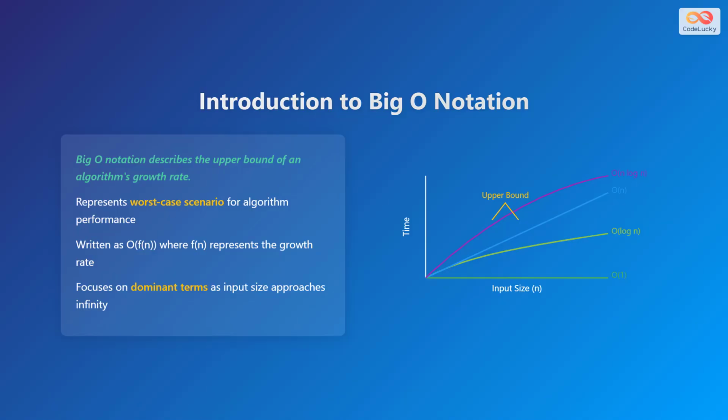Let's dive into big O notation. Big O notation describes the upper bound of an algorithm's growth rate. It represents the worst-case scenario for algorithm performance. Big O notation is written as O of f of n, where f of n represents the growth rate. Big O notation focuses on dominant terms as input size approaches infinity.